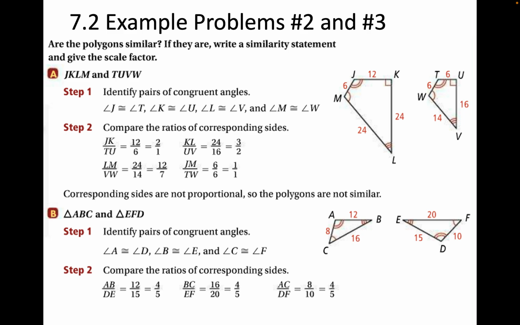The ratio of any side on the left is 4/5 as big as the corresponding side on the triangle on the right. So we can say that yes, triangle ABC is similar to triangle DEF, and the scale factor is 4 to 5. For every 4 inches of a side we have on the left, we have 5 inches on the side to the right.